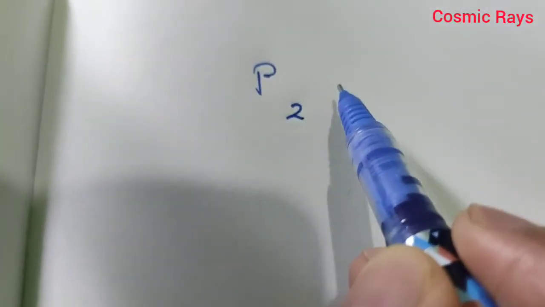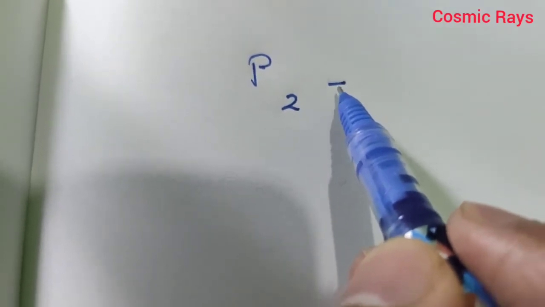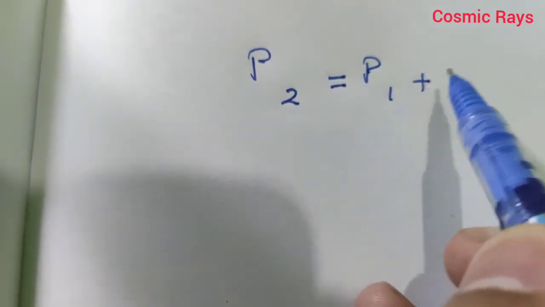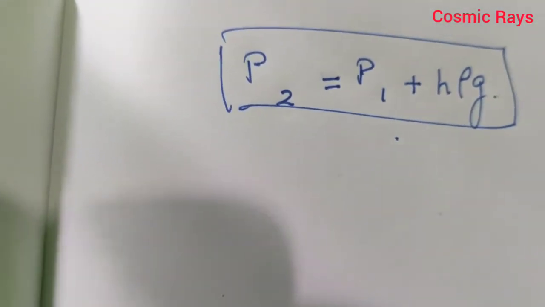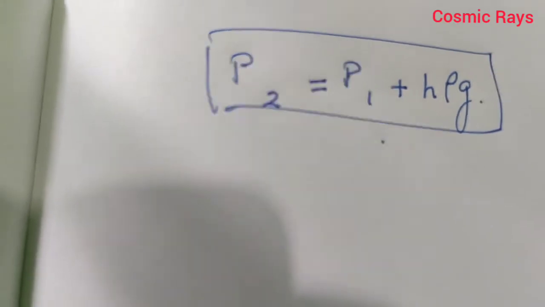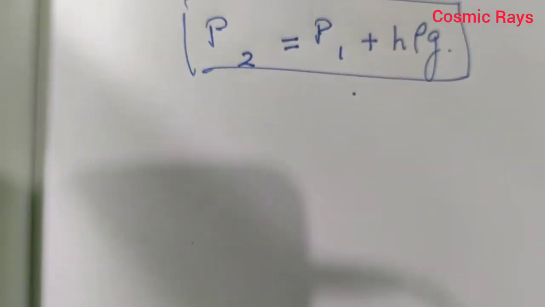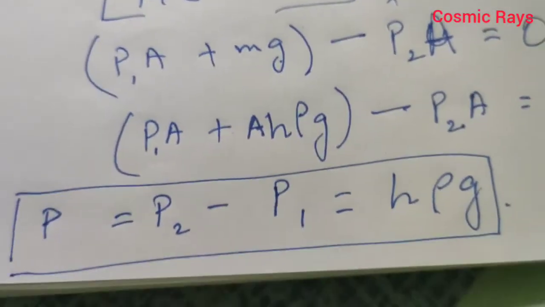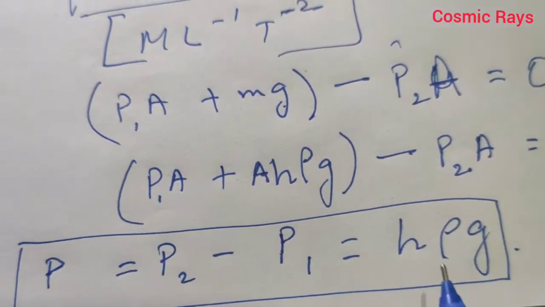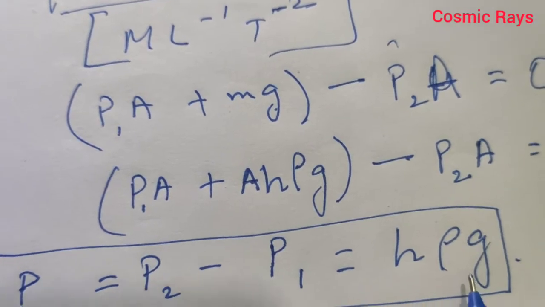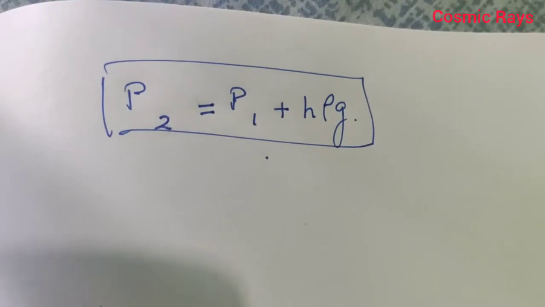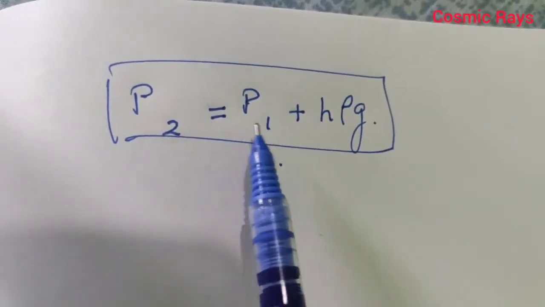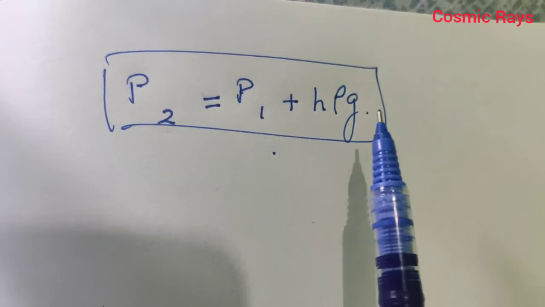So the actual formula for pressure is given as P2 equal to P1 plus rho hg. We have done it before in the starting of the video. Here pressure is equal to P2 minus P1 equals rho hg or h rho g. So from here, this minus P1 we are taking to the other side, so we can write the pressure P2 is equal to P1 plus h rho g.